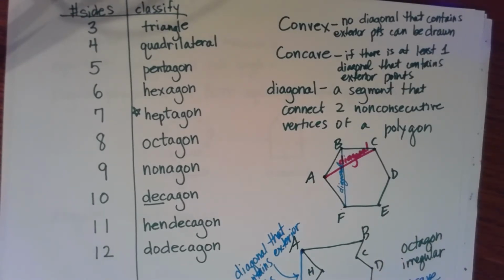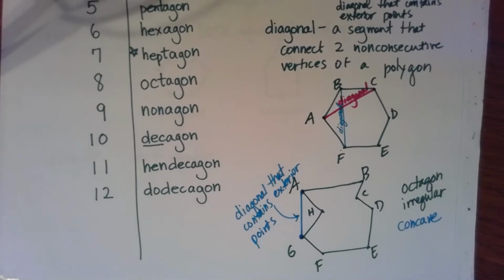And the way that I describe something as being concave is you would say, this is concave because there is a diagonal that contains exterior points. When you're describing to me, don't say something like, oh, it caves in. That's not a rigorous mathematical description. When you describe something that's concave, you need to say that there is a diagonal that contains exterior points.